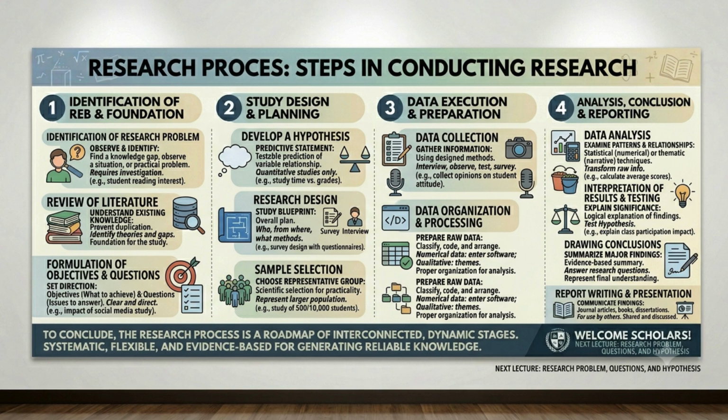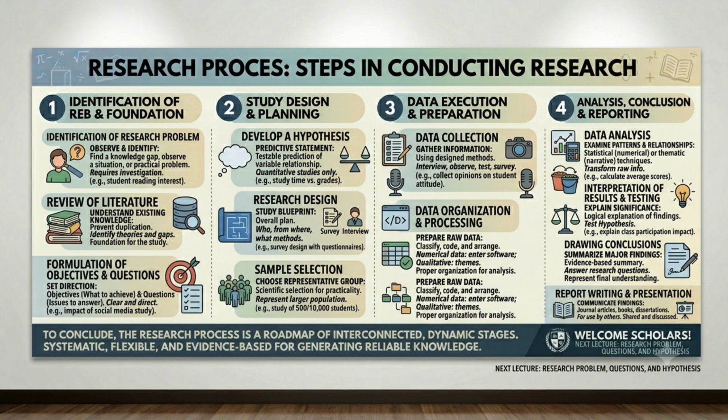After preparing the research design, the researcher selects a sample. In many cases, it is impossible to study an entire population because of time, cost, and resource limitations. Therefore, researchers select a smaller group known as a sample. For example, if a researcher wants to study the opinions of 10,000 university students, it may be more practical to collect data from 500 students selected scientifically. The sample should represent the larger population accurately.